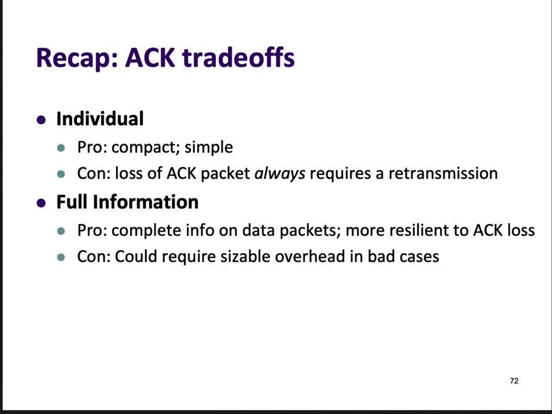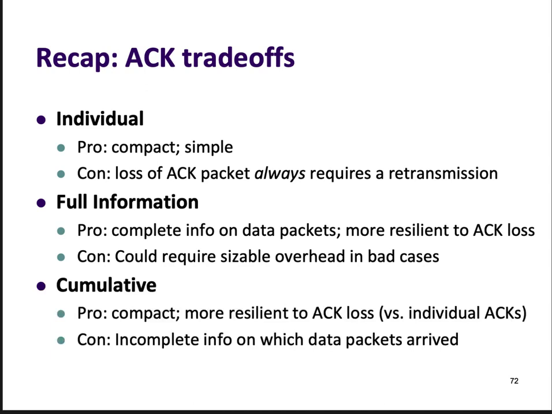With full information ACKs, you have all the information you want. There's no ambiguity. You're completely resilient to ACK losses. The problem is it takes a lot of overhead in the ACK packet to actually enumerate all these packets. Cumulative ACKs are as compact as individual ACKs, and they are more resilient to ACK loss. As you saw when that ACK was being lost, cumulative ACKs recovered from it. But it is incomplete information on which data packets were actually received. You have a good indicator of how many packets were received, but not exactly which ones. Any questions on this? Let me pause here.